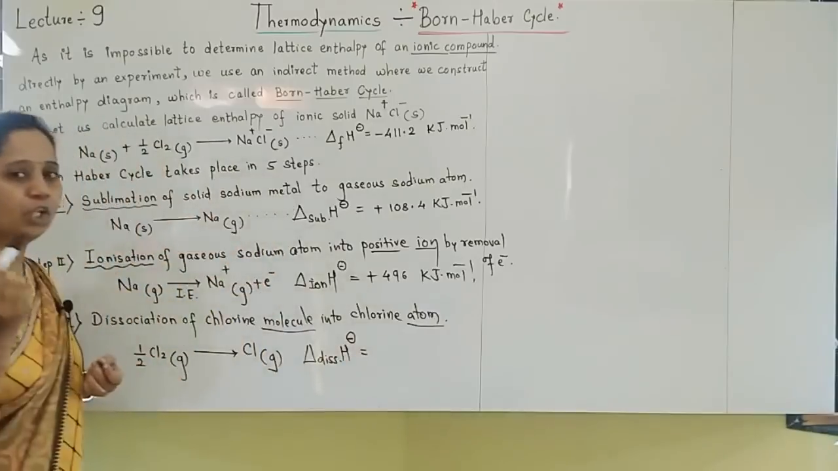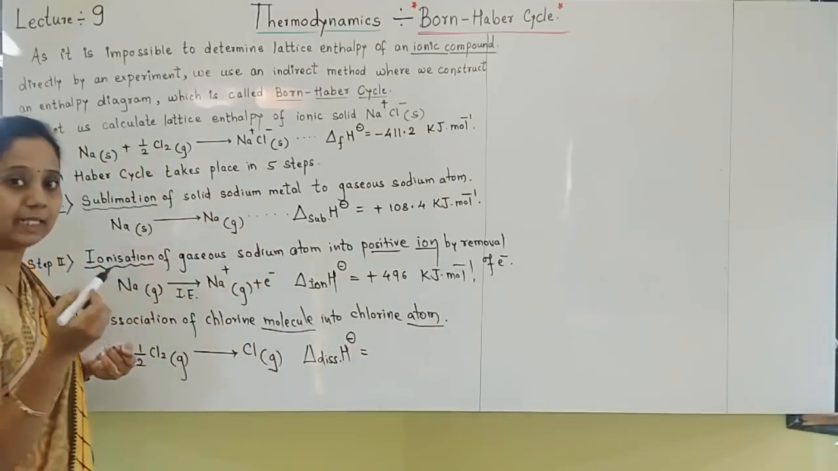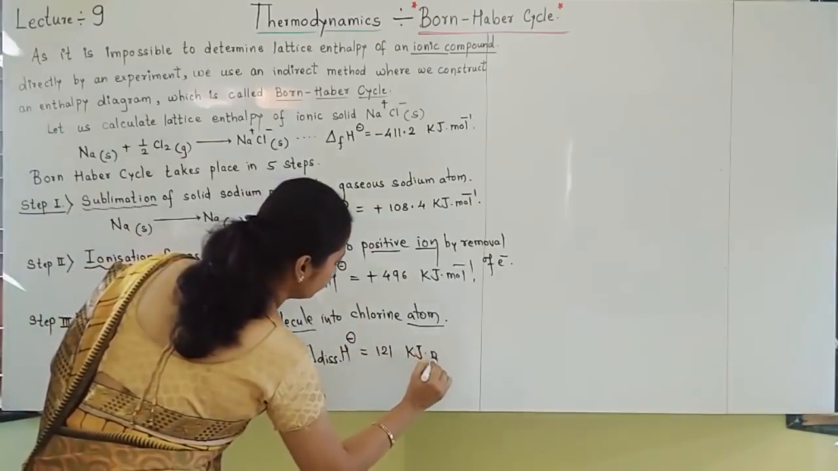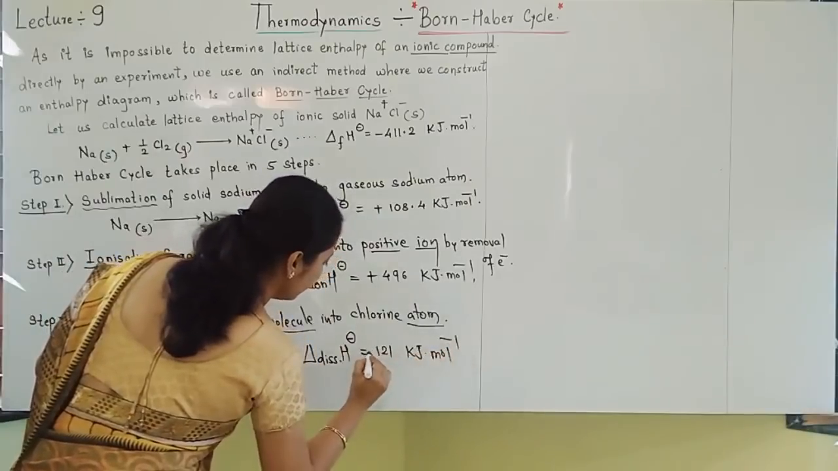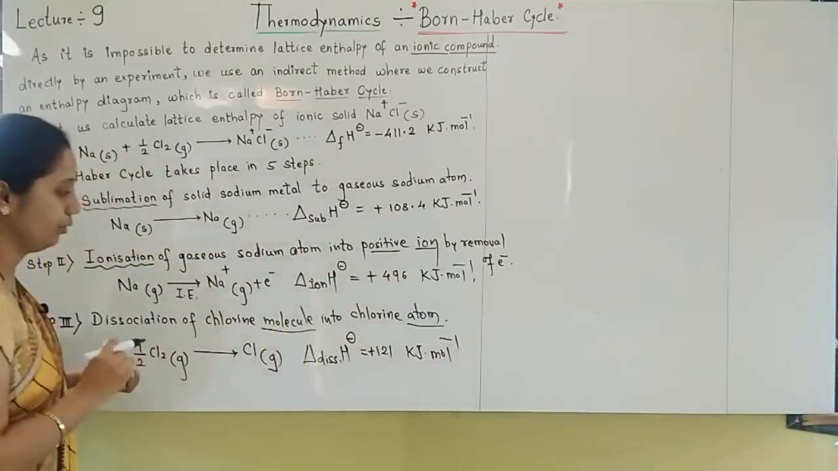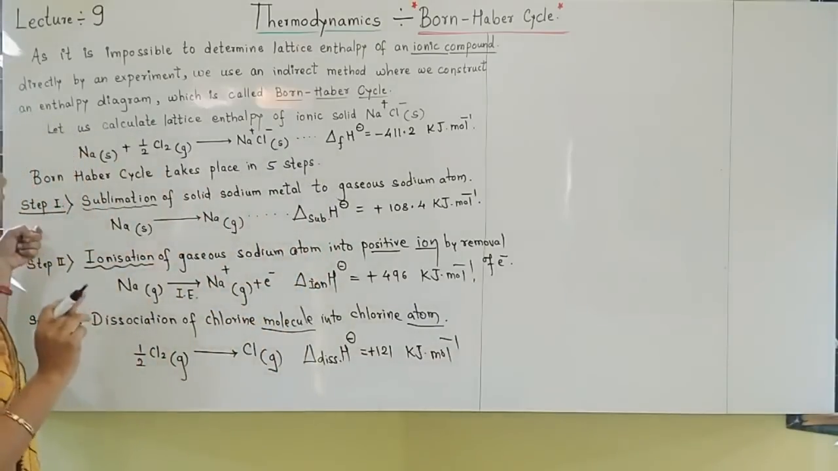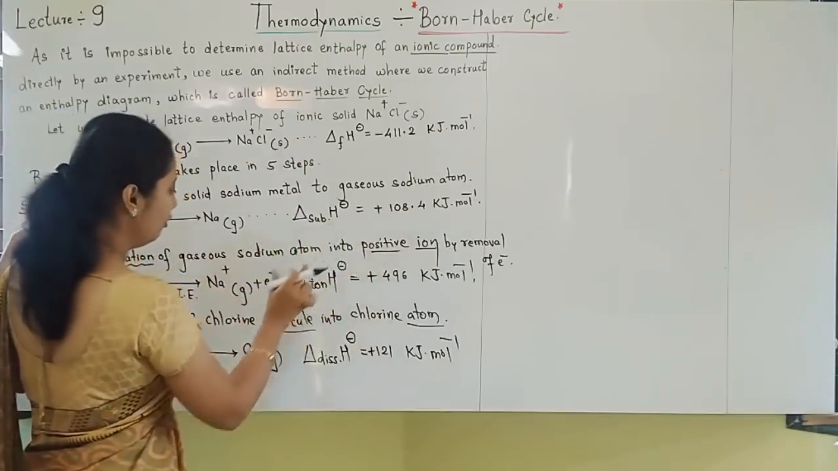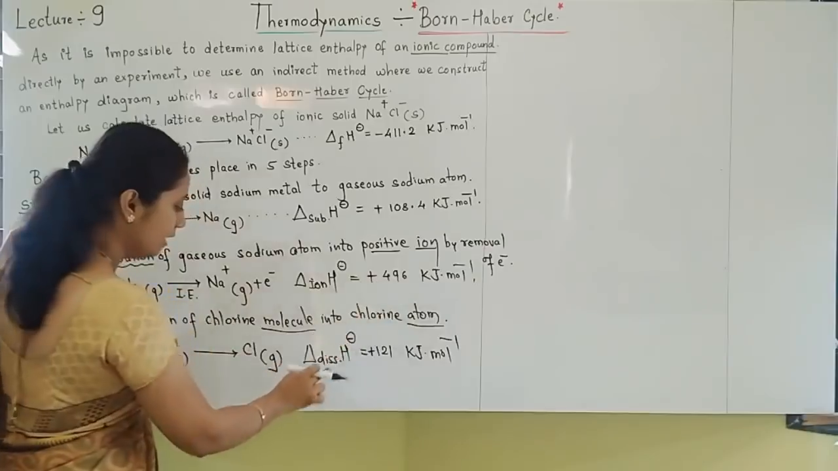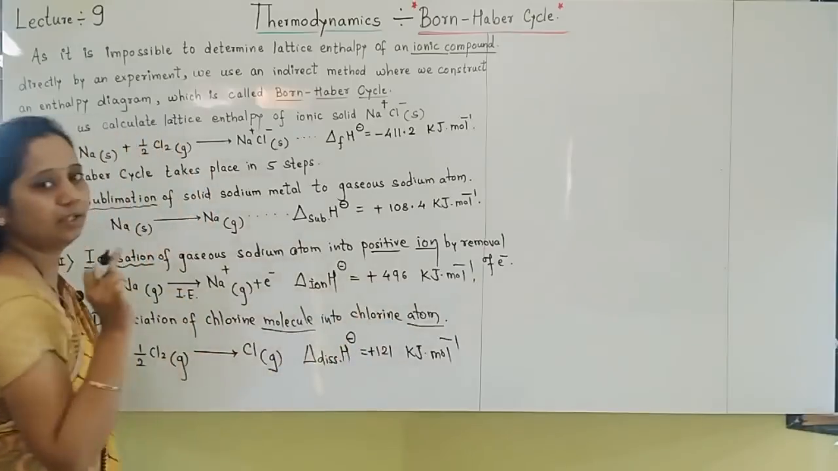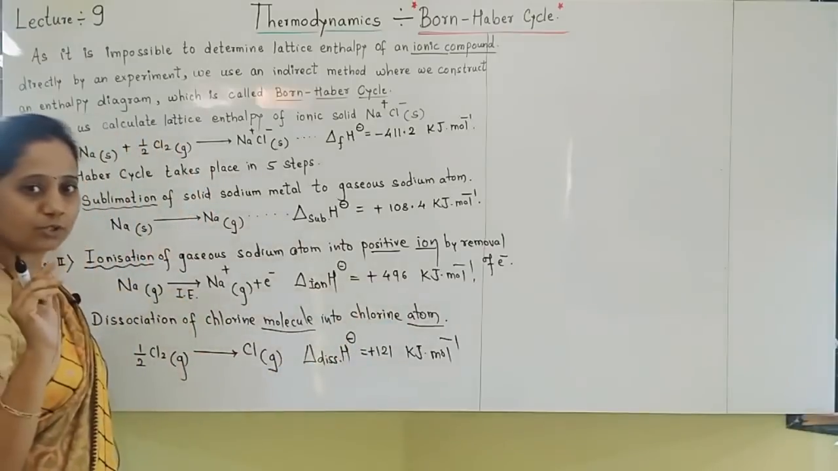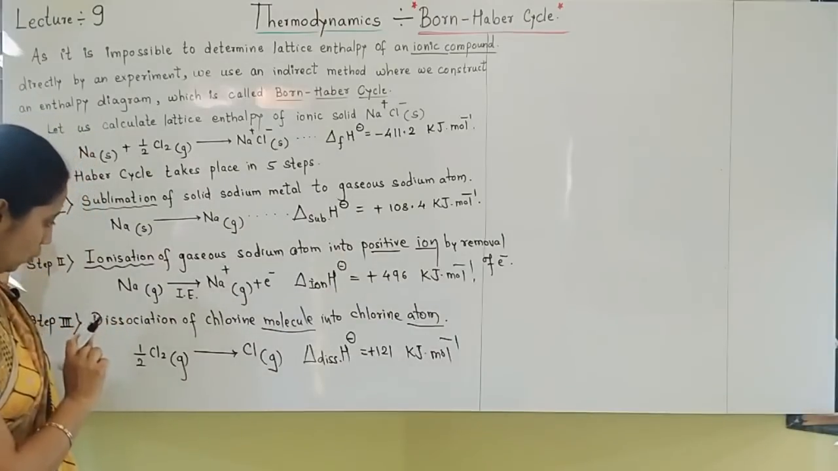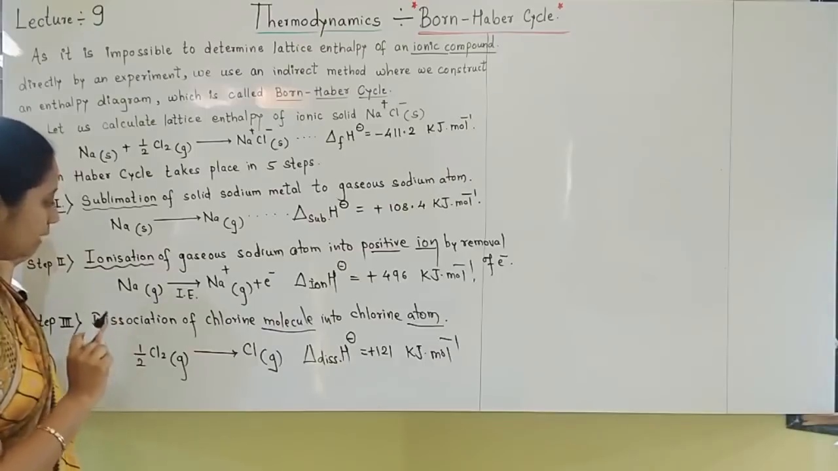Okay, students. Now again, to dissociate, energy is required. So here this value is also a positive value. You have to remember these values, especially for the Born-Haber cycle. For sublimation, how much heat is required? For ionization, how much is required? Then for dissociation, again 121 kilojoules per mole of heat is required. Now all these things are over.